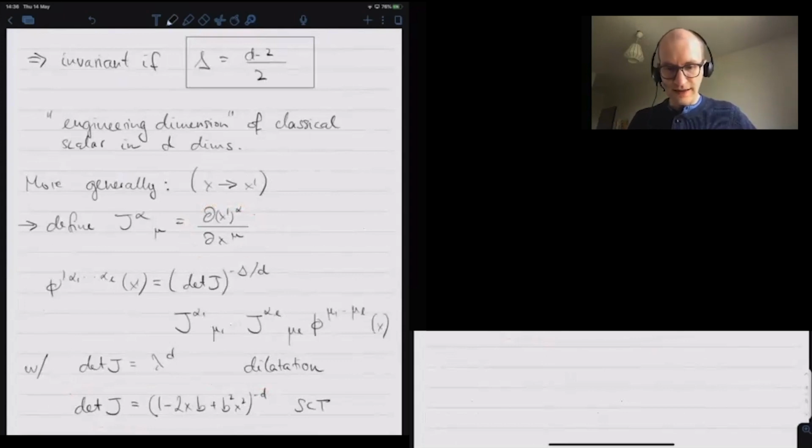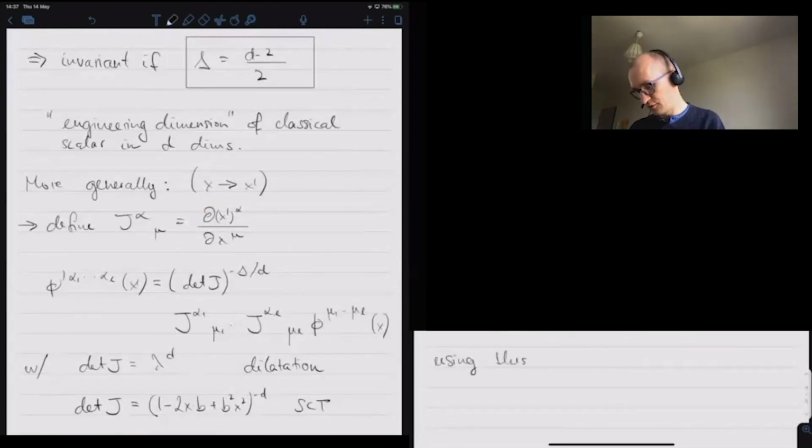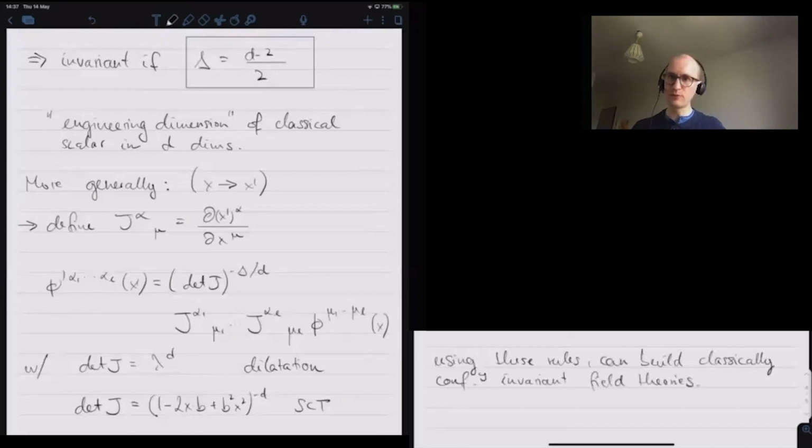Right, so using this rule here, you can easily build a classically conformally invariant theory based on such fields. Using these rules, you can build classically conformally invariant field theories. But I emphasize again, quantum conformal field theories are a whole different ballgame. But of course, it's the one that we're eventually moving towards.